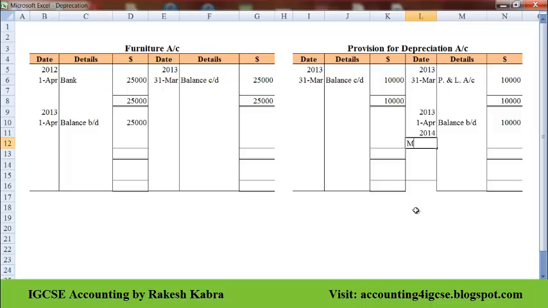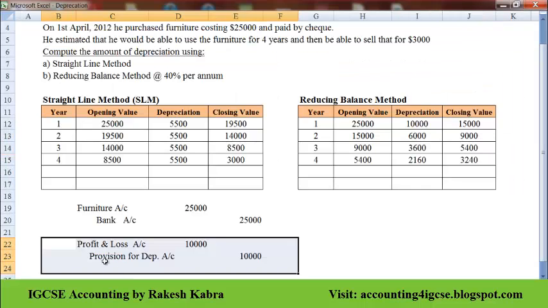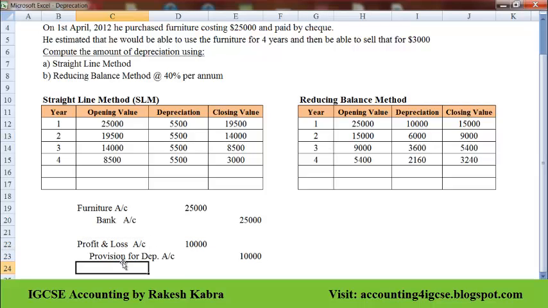2014 March 31st. The year will be over now. So again I will pass this entry: profit and loss account debit and provision account credit. This is the entry for providing the depreciation. But this time, this second entry I will pass with how much amount?